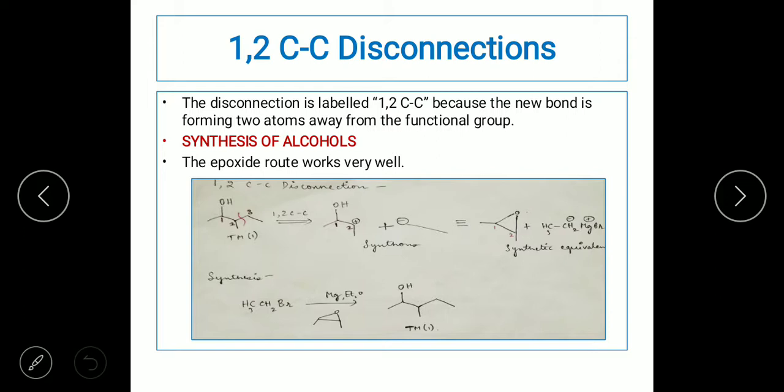The epoxide route works very well. So let us take one example. Here we have a target molecule 1. You can see that we have an alcohol as the target molecule. Alcohol is a functional group here.